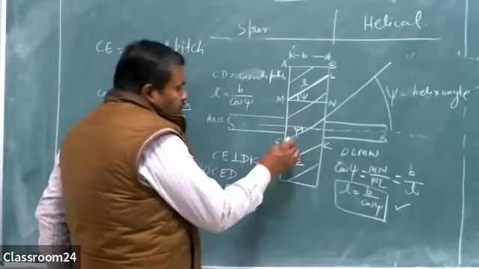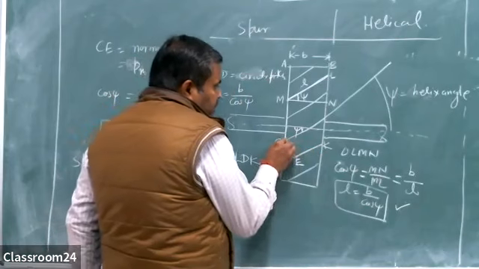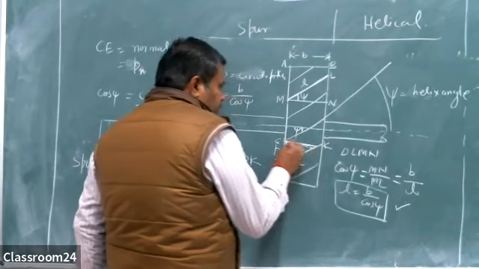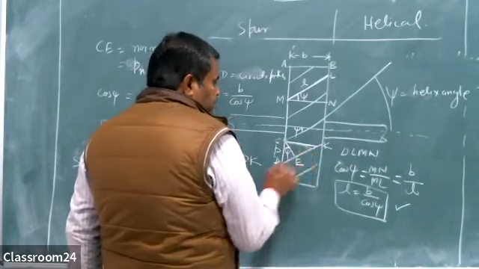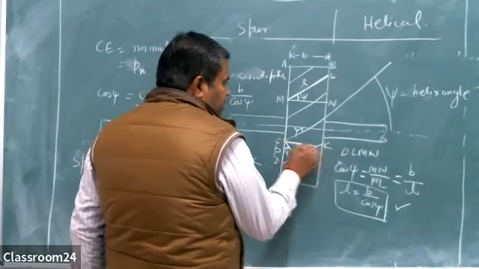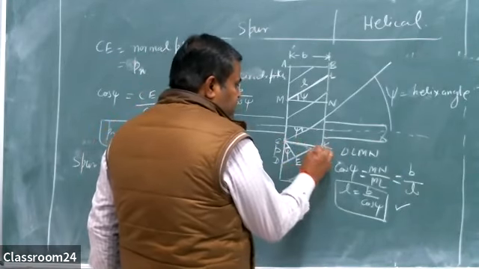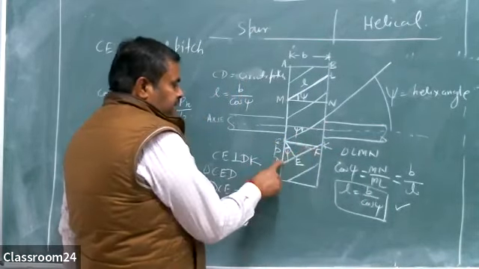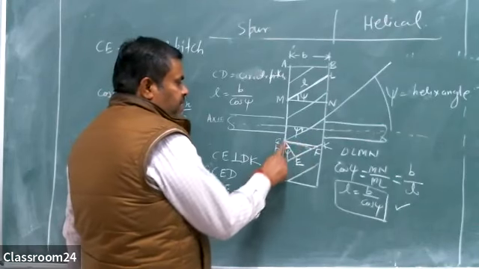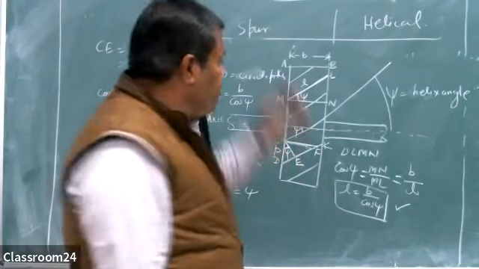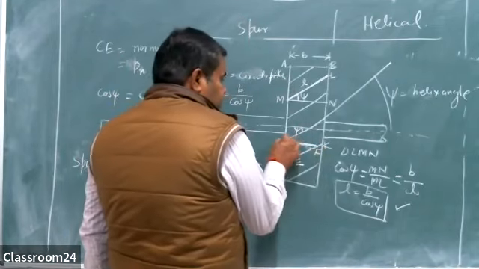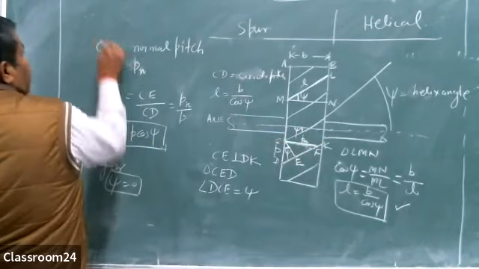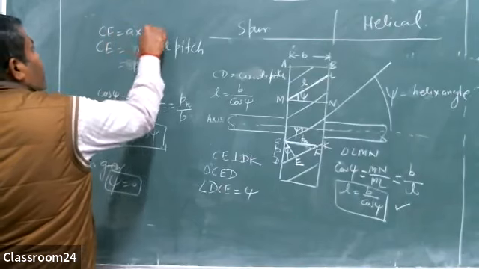Now I am drawing a perpendicular over here. I am drawing a horizontal line from C which cuts it at point F. So CFD is a right angle triangle again. This CF is known as axial pitch. CF is known as axial pitch.